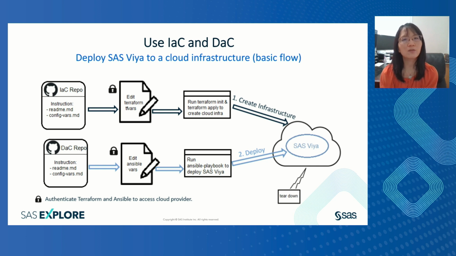And then after you have the infrastructure created and you start deployment, right? You can use DaC now. It's a very similar process, just like the IaC. You grab the repo and set up authentication, enter the Ansible var file, and run the playbook. We have documentation in each of our repos. The README and the config var MD are really a good place to start.